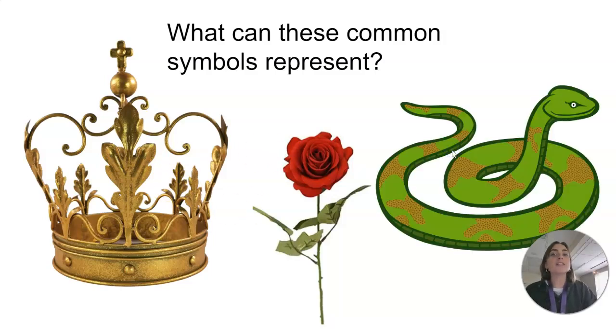Finally, we have the symbol of a snake. And snakes can represent a lot of different things. They can symbolize multiple ideas. So first, a snake could symbolize cunningness or cleverness, but it can also symbolize evil or danger. And finally, because a snake can shed its skin, we can also think about a snake symbolizing transformation or change. So make sure you've gotten these examples written down in your notes of some common symbols.